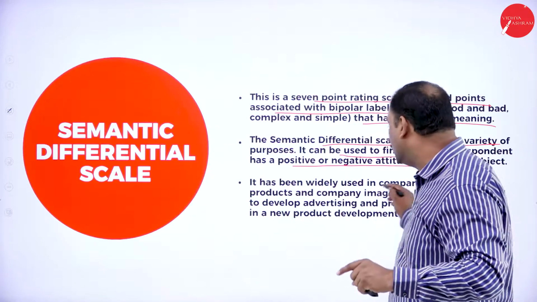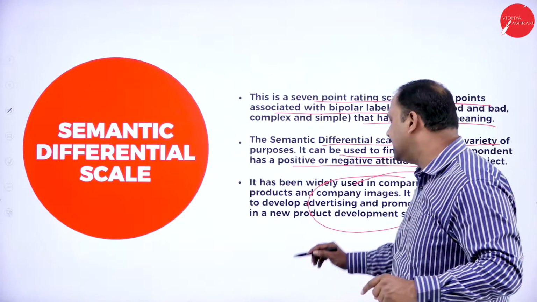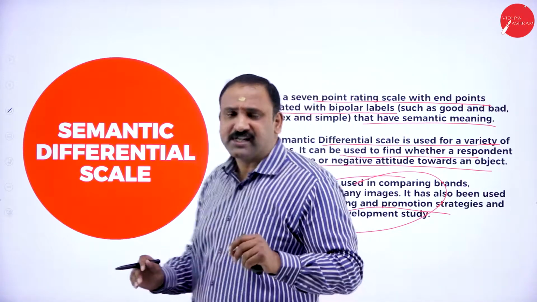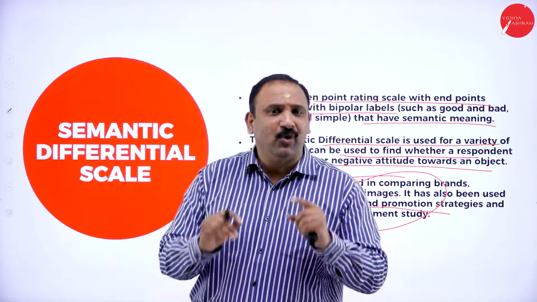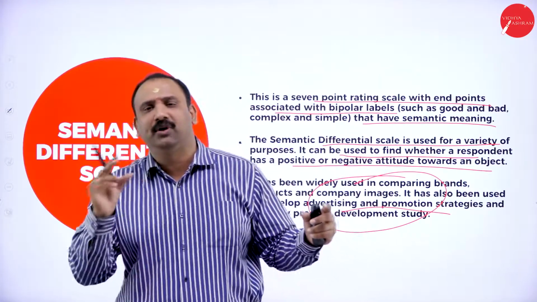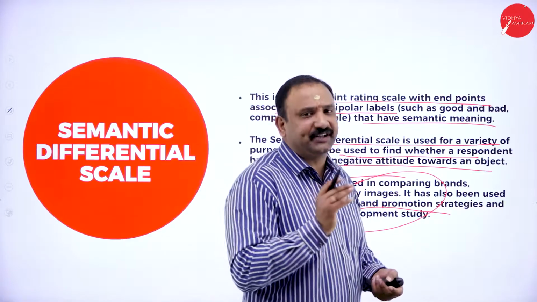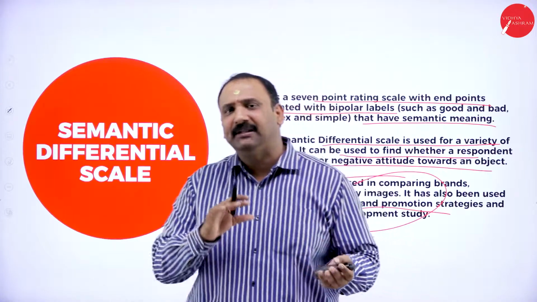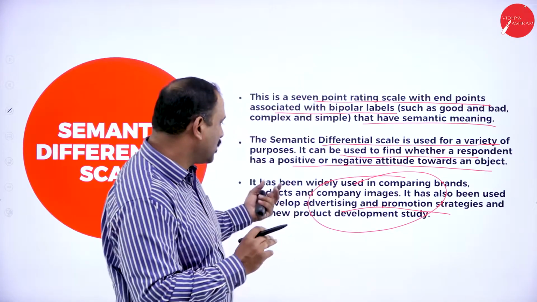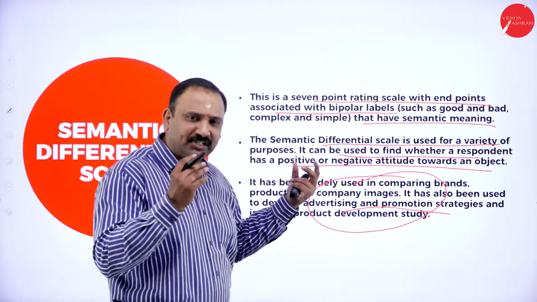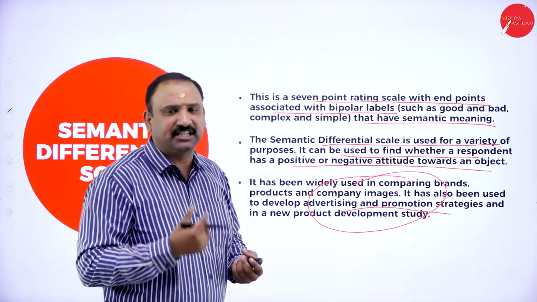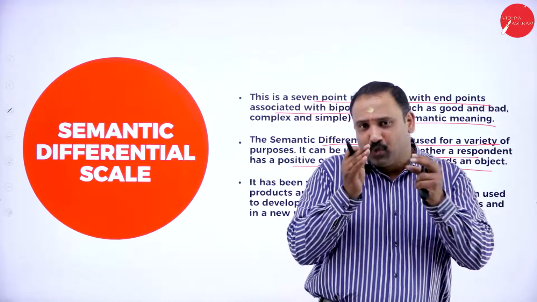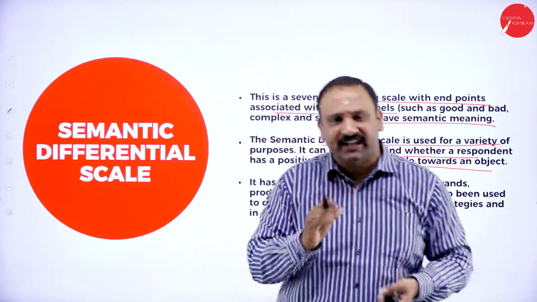It has widely been used in comparing brands, products, company images, and also helps in developing advertising and promotion strategies. Why? Because a semantic rating scale will give you a comparison between product A versus product B. So if you're going to compare detergent A versus detergent B, soap A versus soap B, there is going to be a direct comparison where you are going to see what is the object, what is the respondent's direct feeling towards it. Certain people might directly reject a brand, certain people will blindly accept a brand. So you will be able to see the semantic comparison there itself.